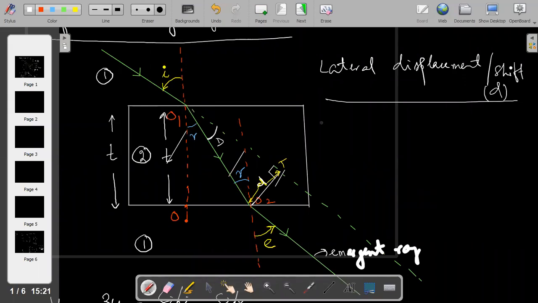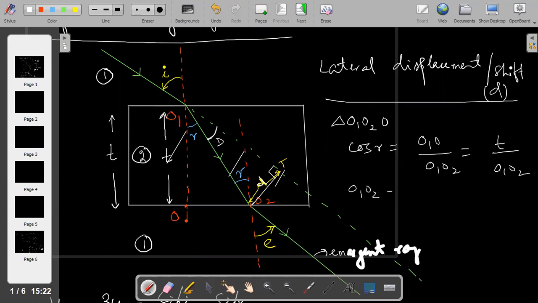कितना है. लिखो from right angle triangle O1 O2 O, what is cos R? Cos R is O1 O by O1 O2. O1 O is T, so cos R is T by O1 O2. You can calculate O1 O2, that is T by cos R, which is T sec R. O1 O2 is T sec R. Is that clear? Now you have to calculate D is how much.